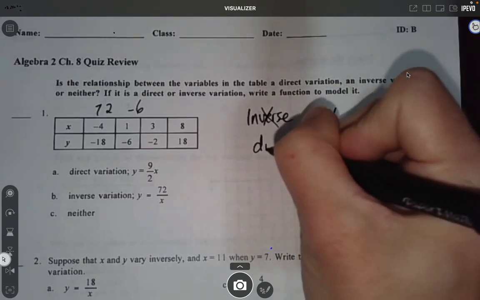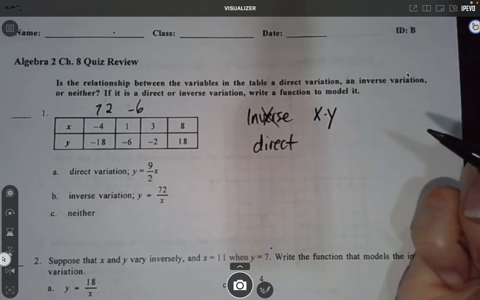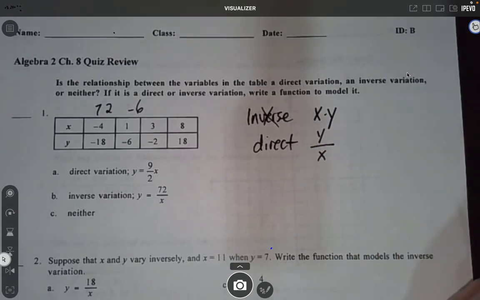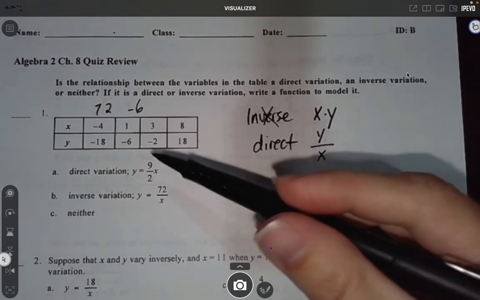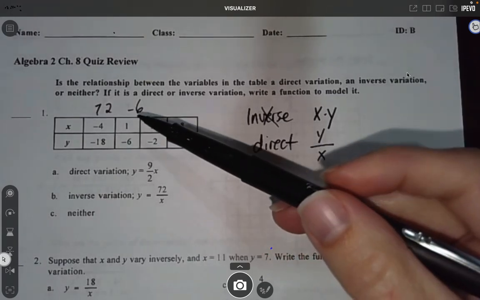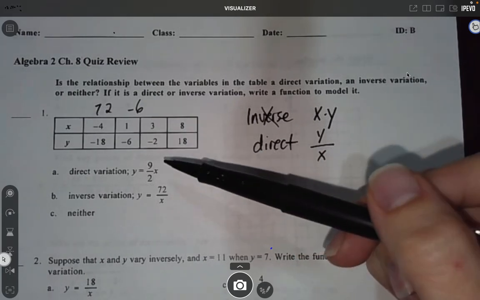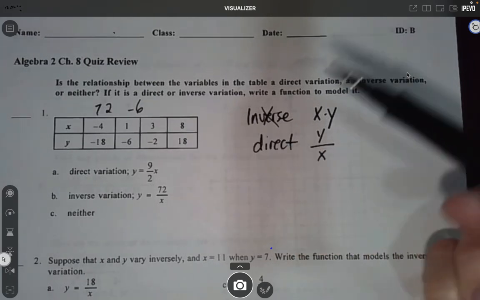To see if it's direct variation, you're going to take y and divide it by x and see if we get the same thing. Does it look like negative 18 divided by negative 4? Is that the same thing as negative 6 divided by 1? No, it's not. So it's neither.